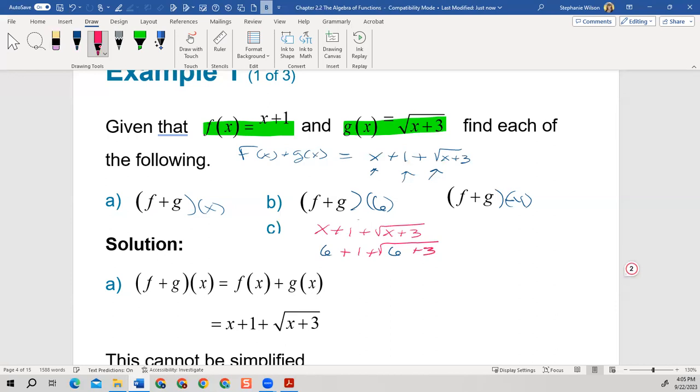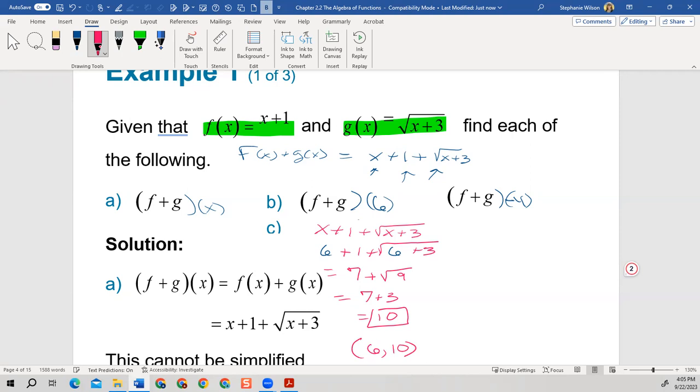All right. So now I have 6 plus 1 is 7, plus the square root of 6 plus 3, which is 9. And the square root of 9 is 3. So I have 7 plus 3, and this is equal to 10. So for B, when f of x plus g of x, with the given functions, is evaluated at x equals 6, we get an answer of 10. If I wrote it as an ordered pair, I would have 6, 10.